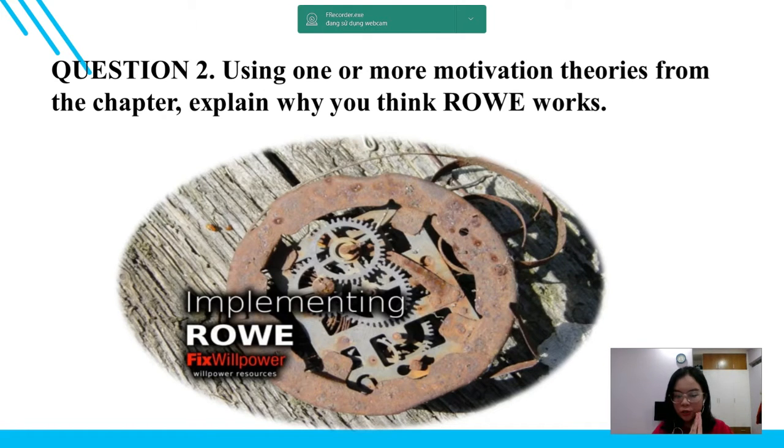For question 2, one of the motivation theories from the chapter is about implementing ROWE. It's because ROWE was a culture audit at the company headquarters. It helped establish a baseline for how employees perceive their work environment.